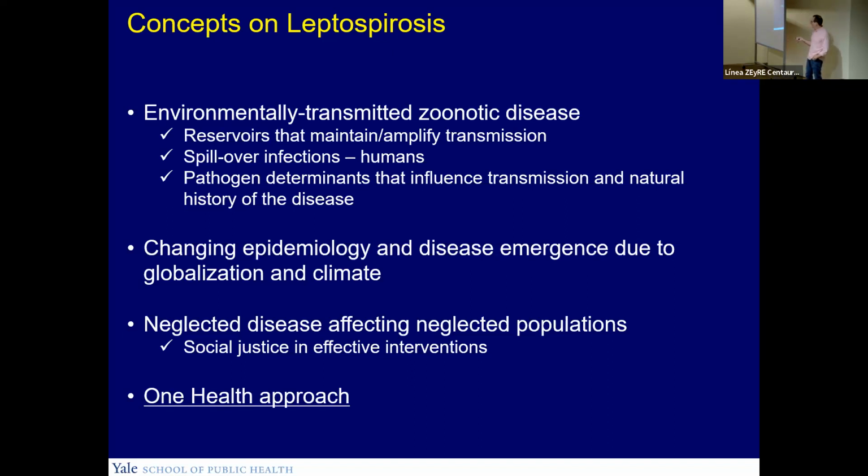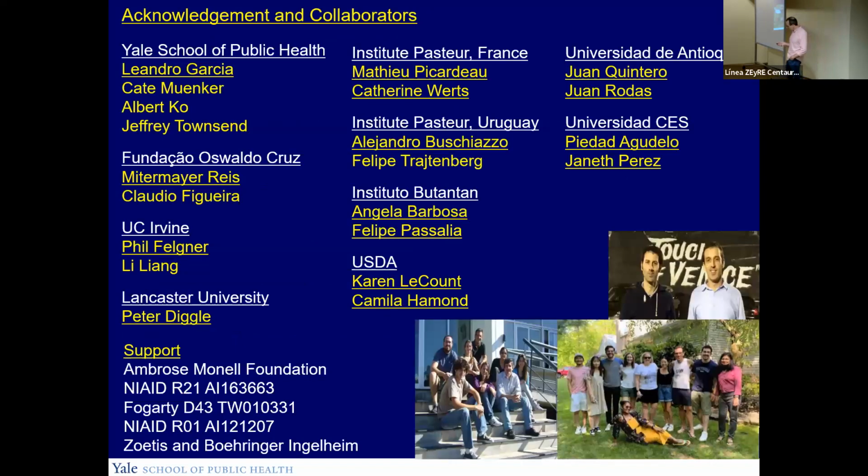And it is a neglected disease affecting neglected populations, and a matter of social justice and effective interventions. As I mentioned before, we have to be creative and multidisciplinary. The best thing to do is to think more about this One Health idea. A lot of people are involved in this, and a lot of funding.